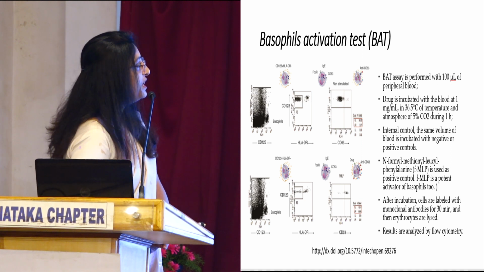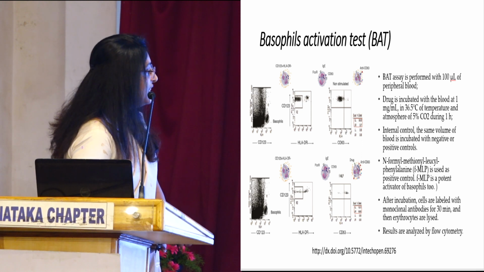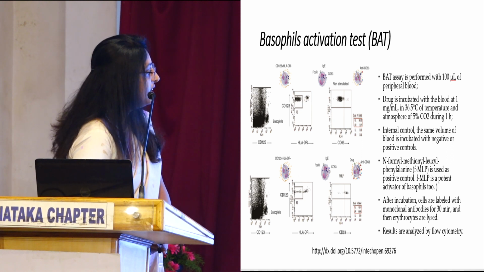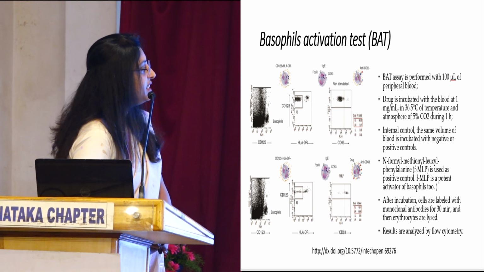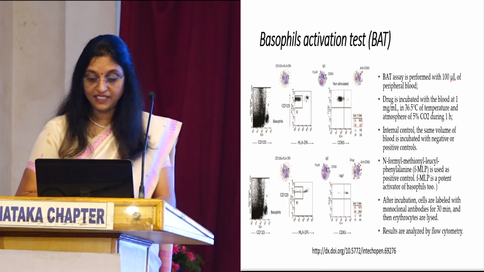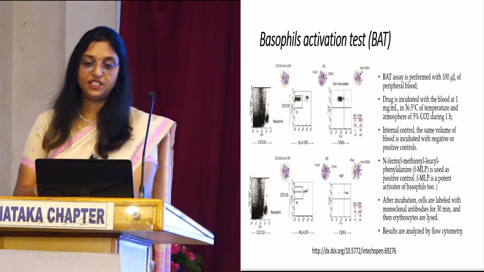So here this is a patient who is non-stimulated, showing very low CD63, but these are the stimulated cases, and in an allergic patient, you will see that CD123 is high and CD63 is high. From negative over here, it has moved to positive, and that is what we measure by fluorescence in the flow cytometry.